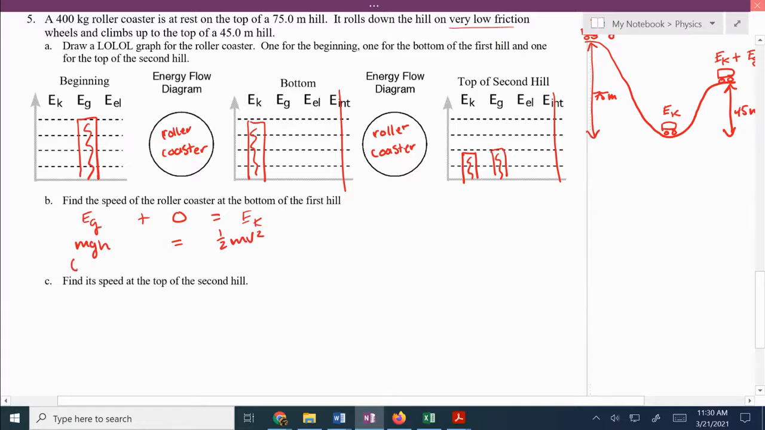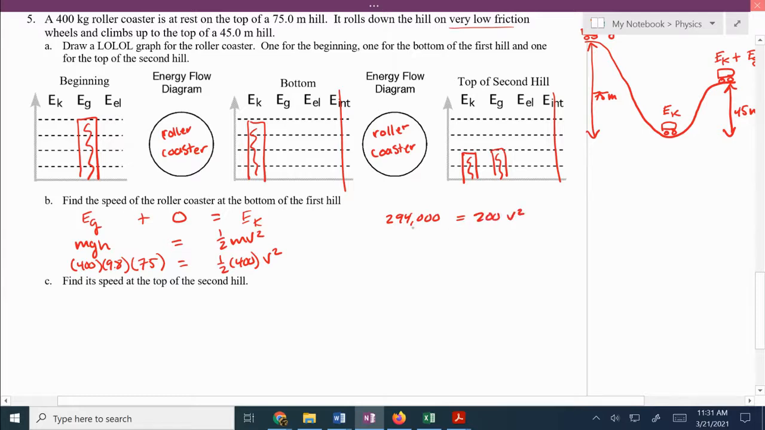So it's a 400 kilogram cart, 9.8 meters per second squared for g, and the h is 75. It's going to give us 1/2 times 400. So then 400 times 9.8 times 75. That's going to give us 294,000 joules of gravitational energy is equal to 200 v squared.